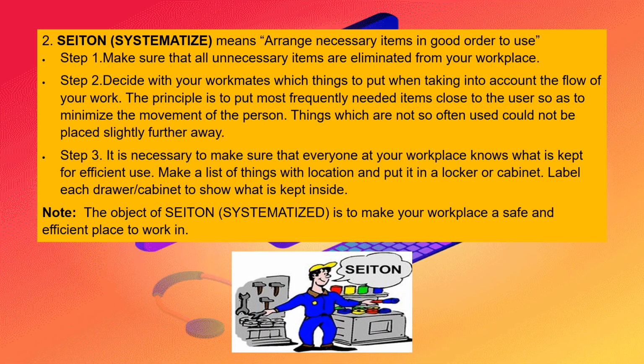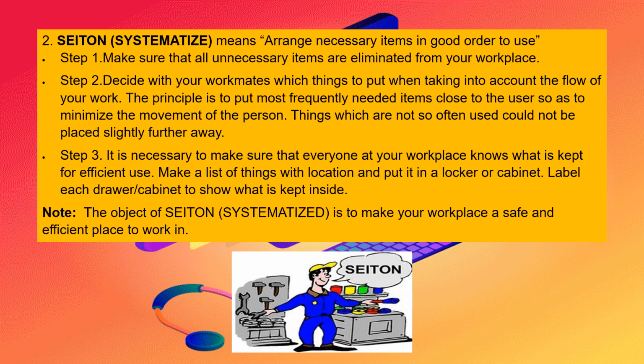Number 2, Seiton or systematize means arrange necessary items in good order to use. Step number 1, make sure that all unnecessary items are eliminated from your workplace. Step number 2, decide with your workmates which things to put where, taking into account the flow of your work. The principle is to put most frequently needed items close to the user so as to minimize the movement of the person. Things which are not so often used could be placed slightly further away.